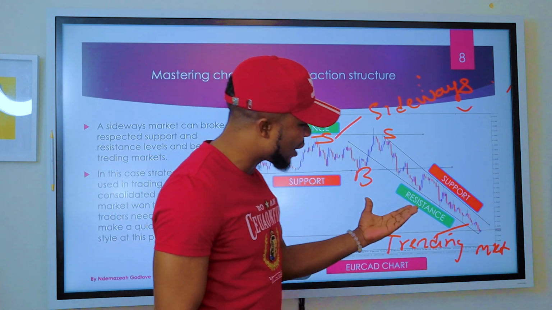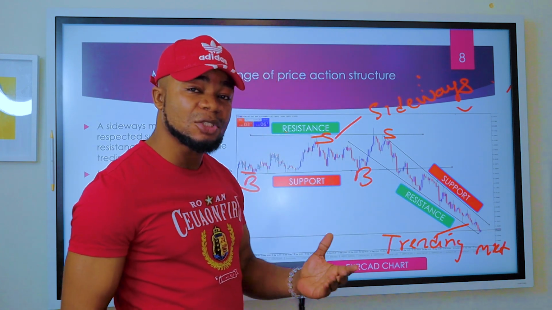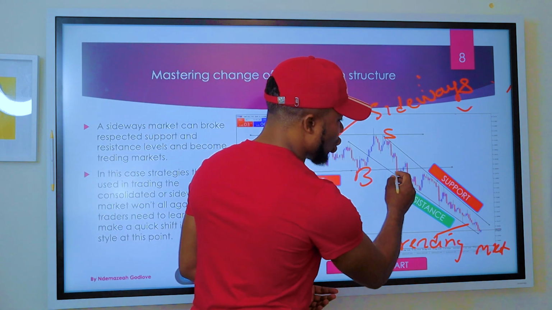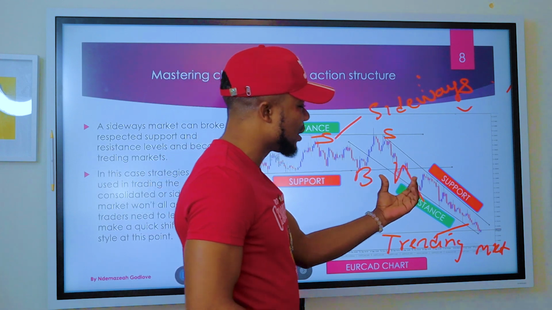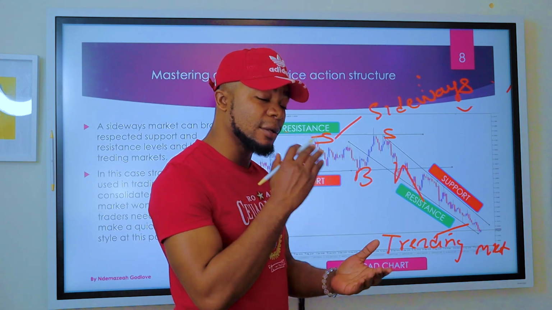So what we would have done is, even what happened here is another structure which we call break and retest, because you can see the structure got broken here, retested, then went down. I'm coming to this in our next video. I will explain in detail how to trade bounce.